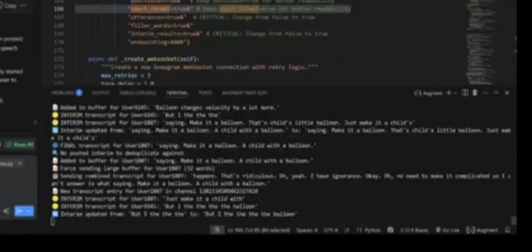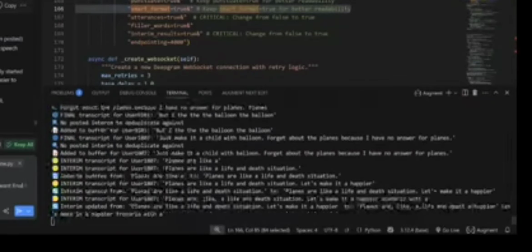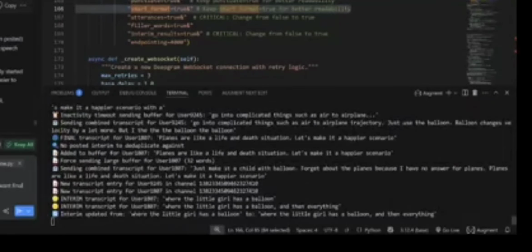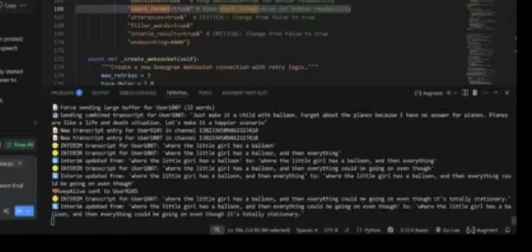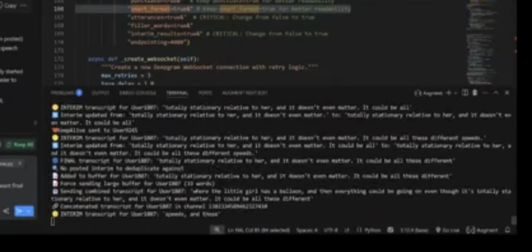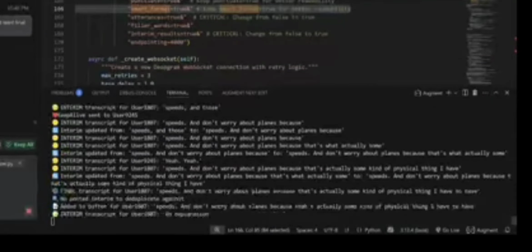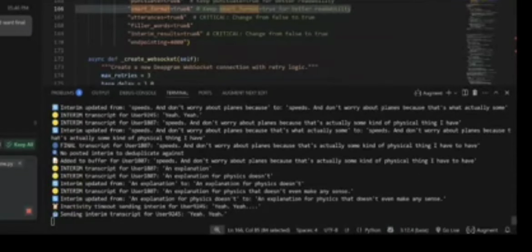Forget about the planes because I have no answer for the planes. Planes are in like a life and death situation. Let's make it a happier scenario where the little girl has a balloon and everything could be going on, even though it's totally stationary relative to her and it doesn't even matter. It could be all these different speeds. And don't worry about planes because that's actually some kind of physical thing I have to have an explanation for. Physics, it doesn't even make any sense. So I'm going to change the scenario. Just use a balloon. What kind of gaslighting is that?